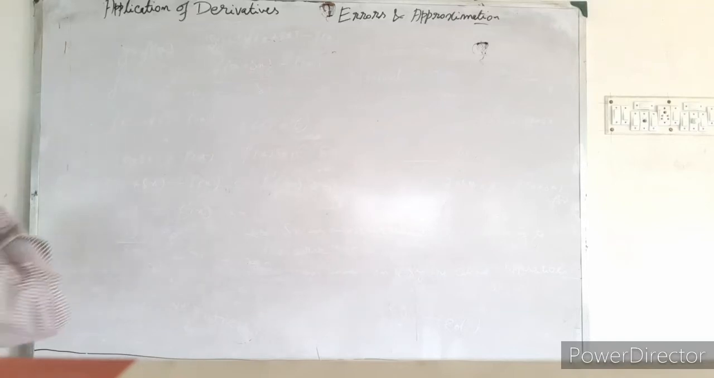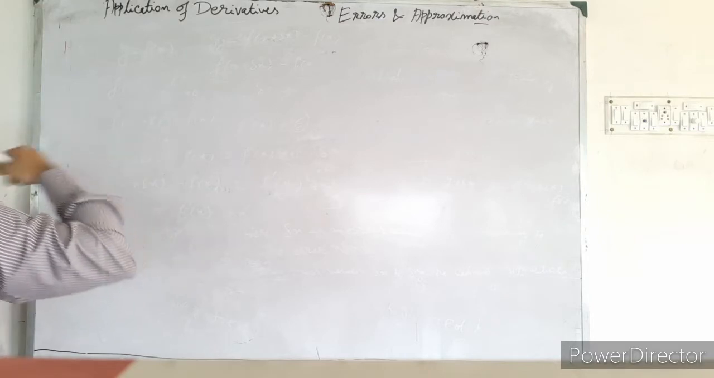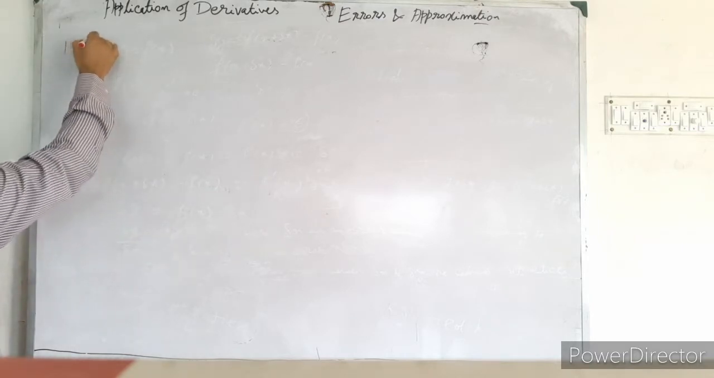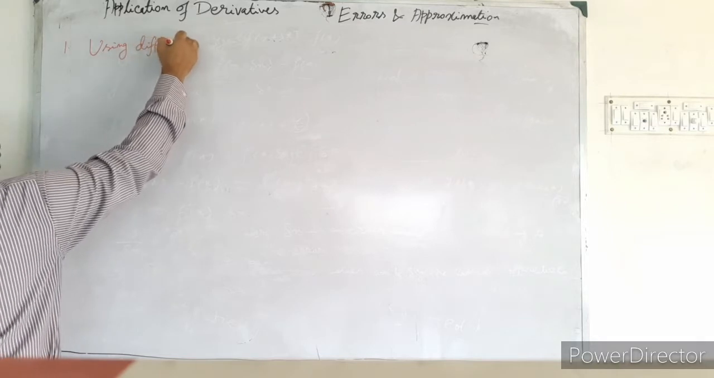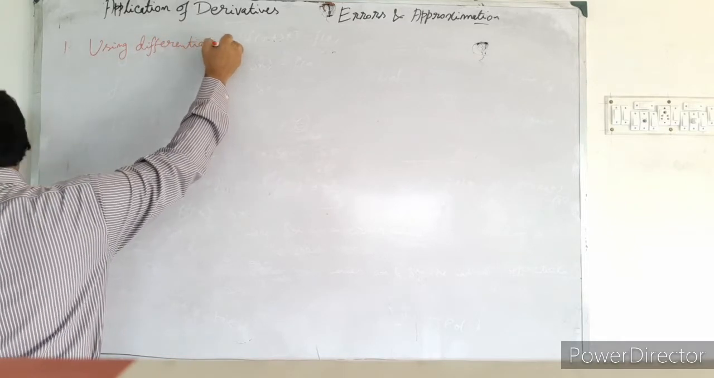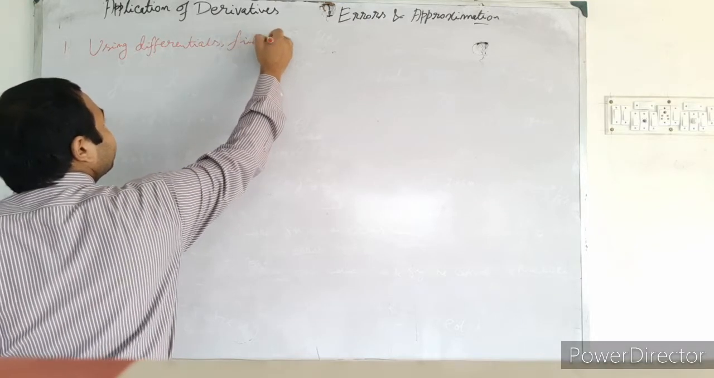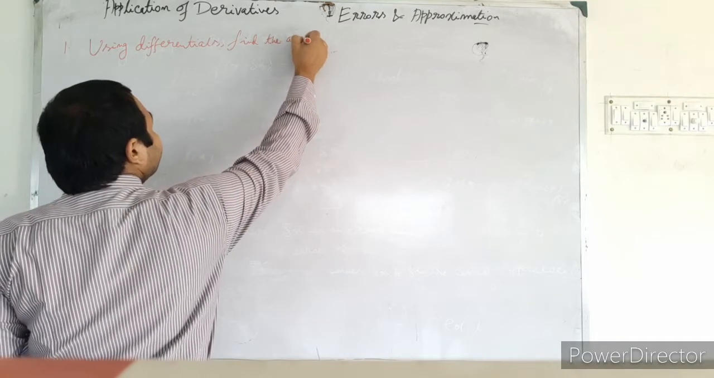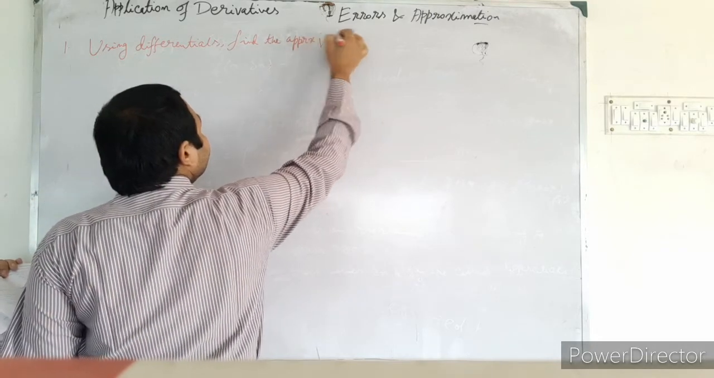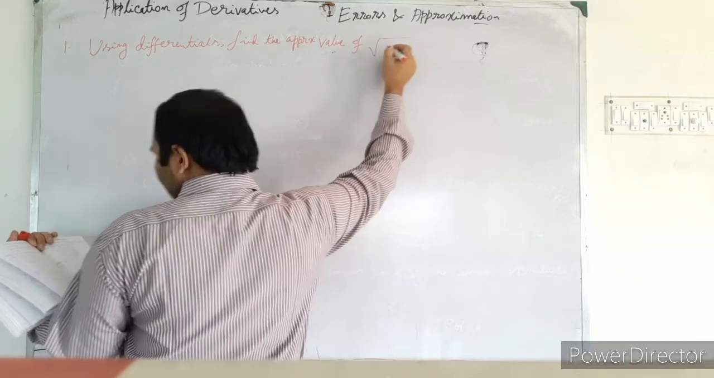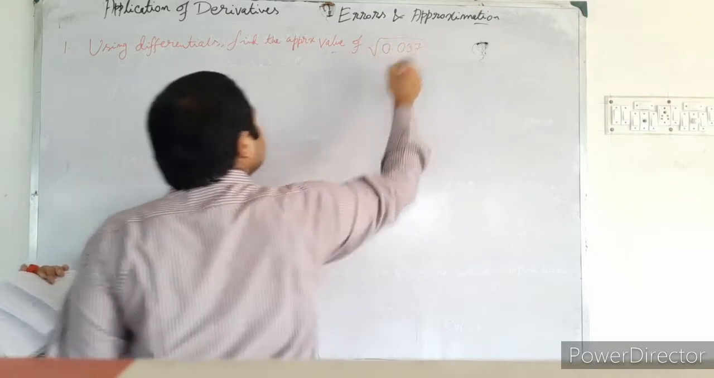This type of question often comes at your board exam. This question came in 2005. I am writing here using differentials. Find the approximate value of root over 0.037.